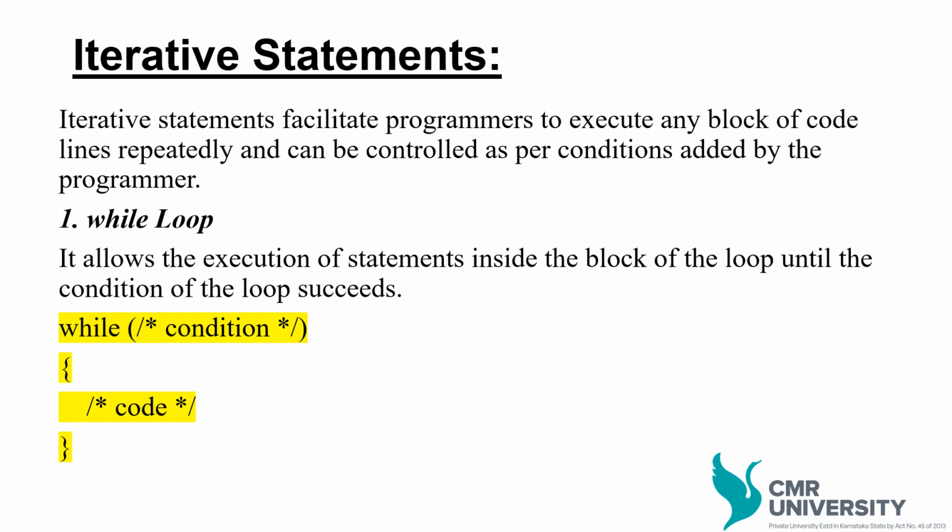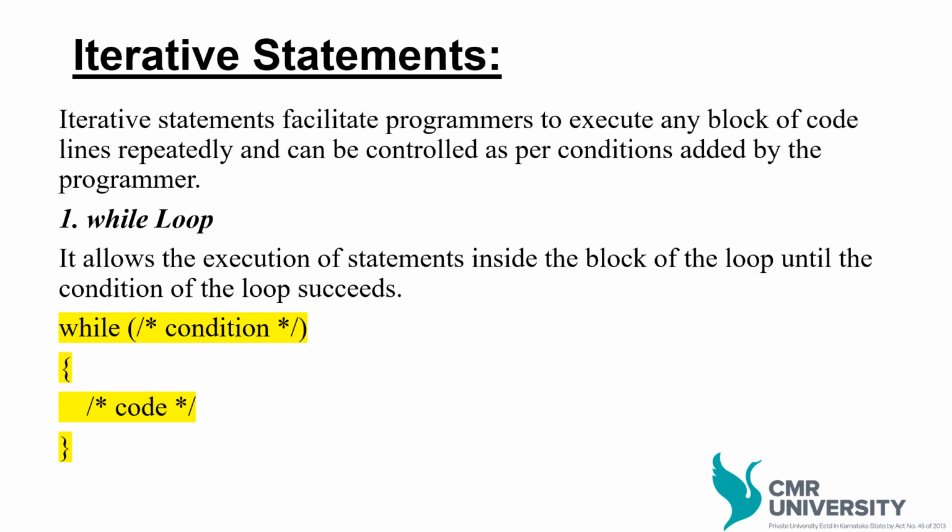Next is iterative statements. Iterative statements facilitate programmers to execute any block of code lines repeatedly. If we want any code to repeat again and again, we will be using iterative statements, and it can be controlled as per the conditions added by the programmer. For example, if we take the while loop, it allows the execution of the statements inside the block of the loop until the condition of the loop is succeeded.